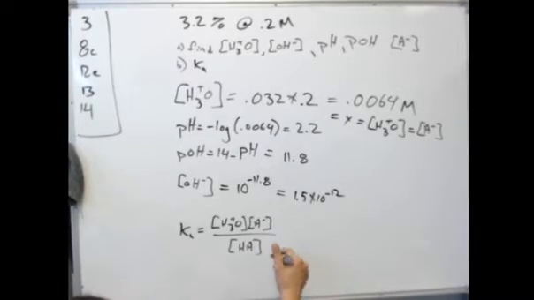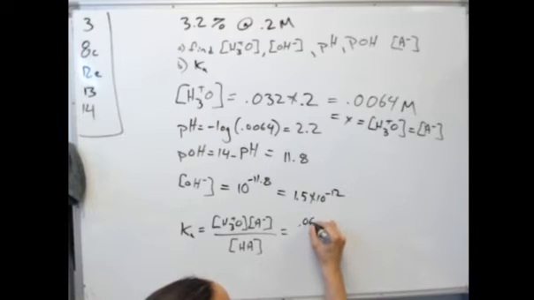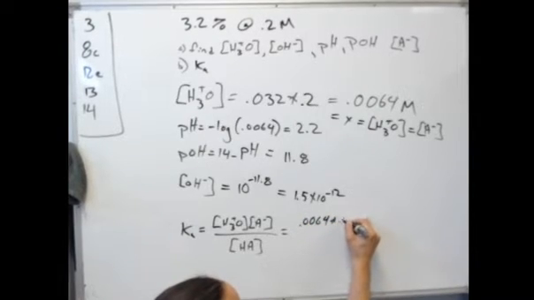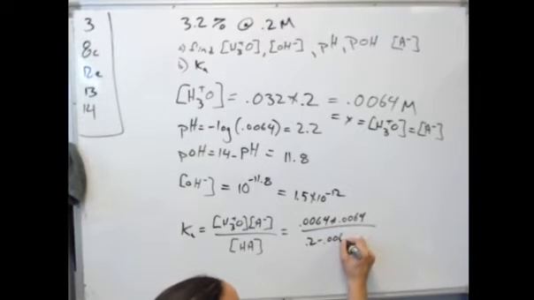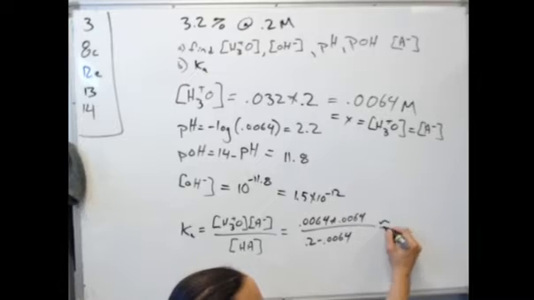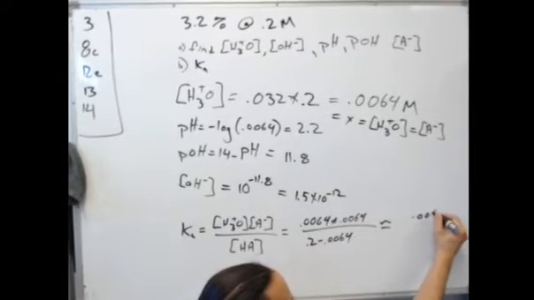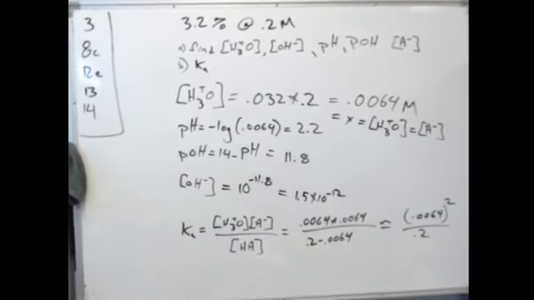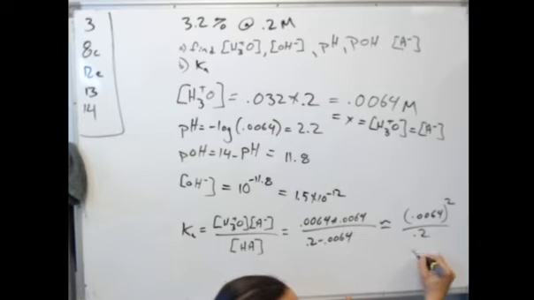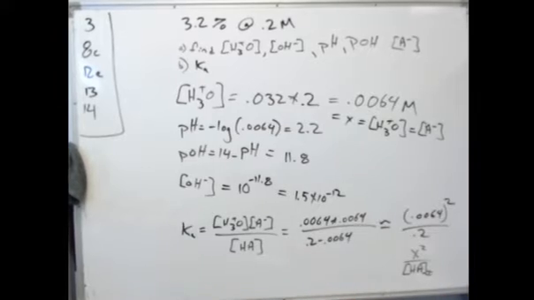So we could say that this is exactly equal to 0.0064 times 0.0064 divided by 0.2 minus 0.0064. Or we could say that's approximately equal to 0.0064 squared over 0.2. The reason I wrote it that way is because notice this is x squared over HA initial. And every time we've done a weak acid in water, we've always gotten Ka equal to that.